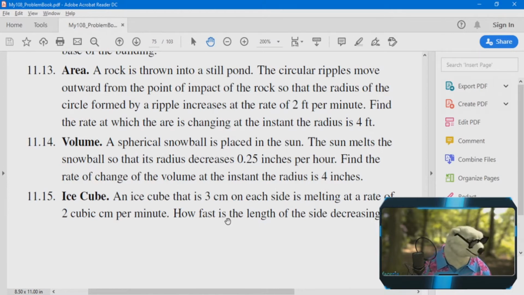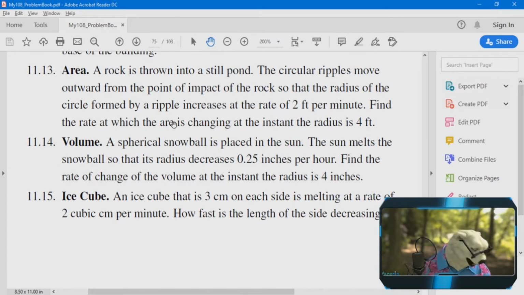this problem works. A rock is thrown into a still pond. The circular ripples move outward from the point of impact of the rock so that the radius of the circle formed by a ripple increases at a rate of 2 feet per minute. So the ripple, as you can imagine, is moving outward, creating a bigger and bigger circle. Now we have to find the rate at which the area, there's an A missing right there, of course, at which the area is changing.